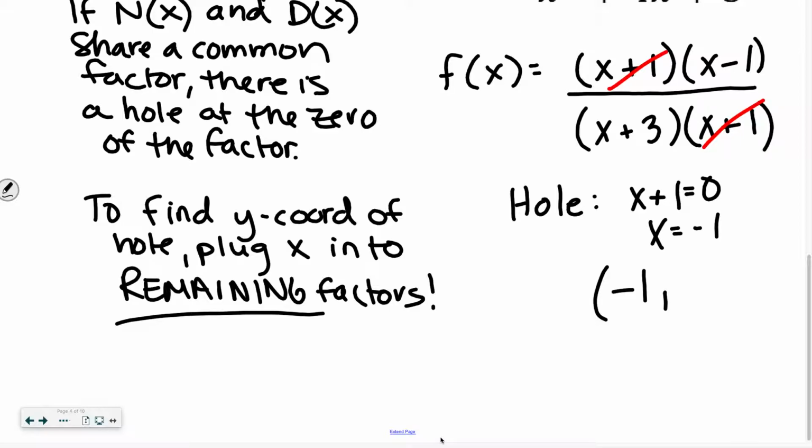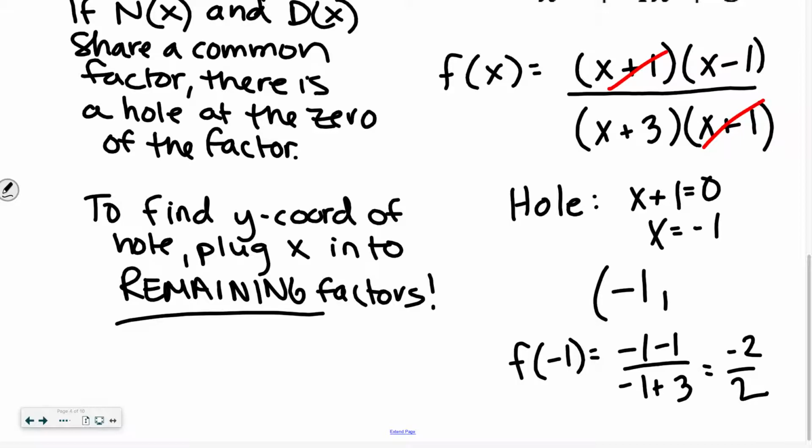To figure out that place, I'm going to plug my x, which is negative 1, into the factors that are left over. So there's x minus 1 in the numerator and x plus 3 in the denominator. So I'm going to do f of negative 1. That's going to be negative 1 minus 1 over negative 1 plus 3. So negative 2 over 2. Looks like my y value is also negative 1.